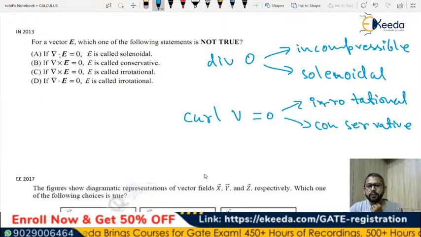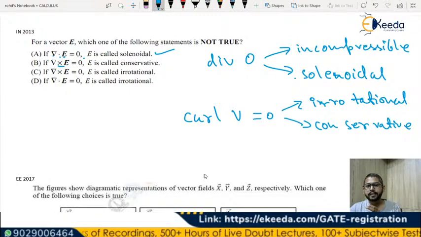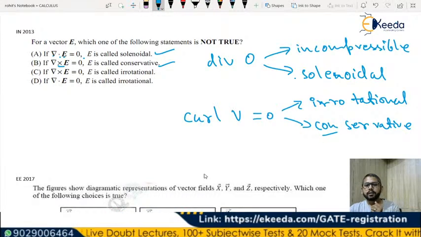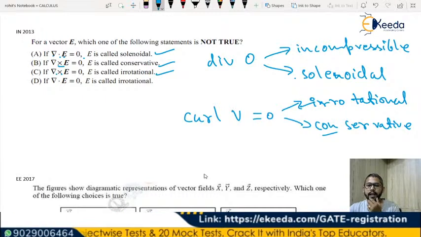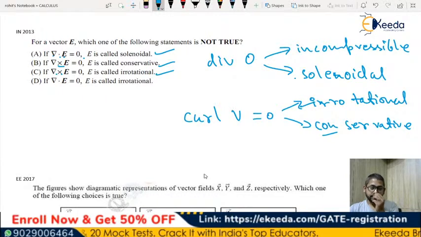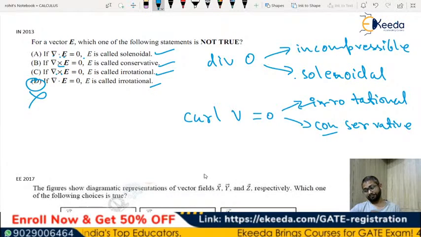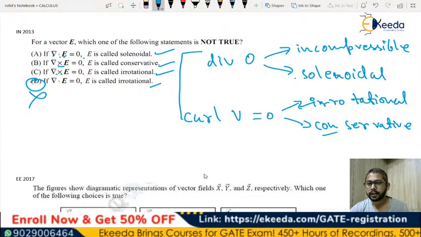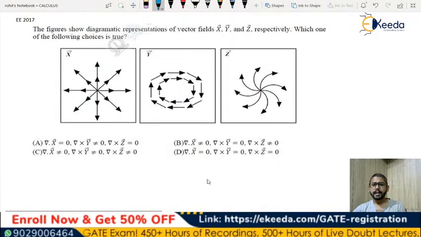So divergence of this field E is 0, so it is solenoidal. True. Curl of this field is 0, so it is conservative. True. Fourth one: curl of this field is 0, so it is irrotational. True. Now the third last option is divergence is 0, but it is saying irrotational. So this is the option which is wrong. Fine. Option D is wrong. You have to take care of this fourth thing. That's it. Let's see the last question.